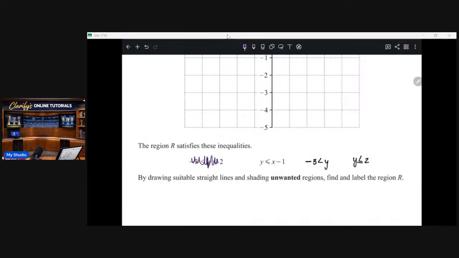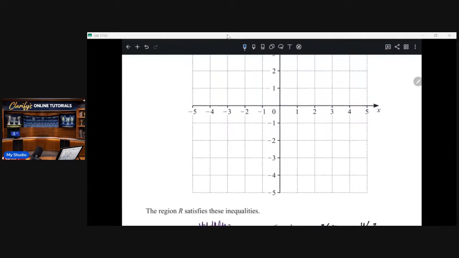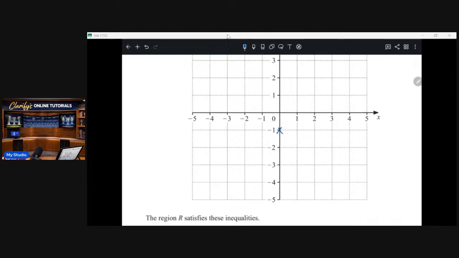Now the next step is make them equal signs, because they are useless like this. You only use this to shade. Make them equal signs. y is equal to x minus 1. Minus 3 is equal to y. y is equal to 2. Now that you have made them equal signs, you go and put these points. When it says any graph which says y is equal to x, then puts something after, you just go to this minus 1. Go to minus 1 on the y-axis, which is here.